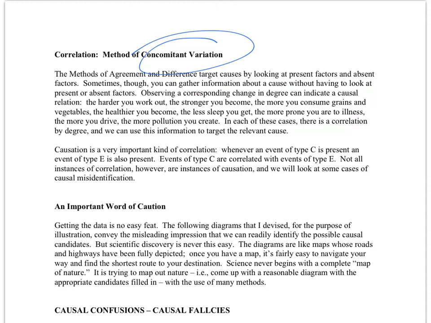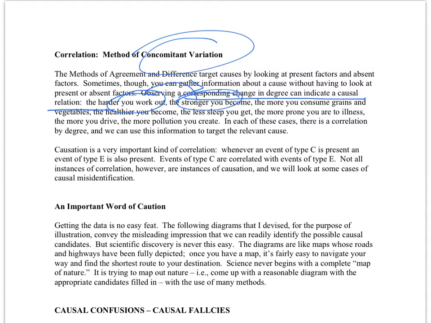And it's about observing a corresponding change in the degree of a certain effect depending on the degree to which the cause is exercised. So, for example, the harder you work out, the stronger you become. And that's going to be a function of the degree to which you work out. So if you work out kind of in the middle spectrum, you're going to be not too strong and not too weak, but the harder you work out, the stronger you become.